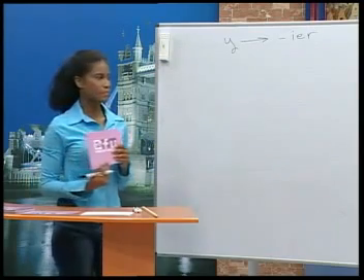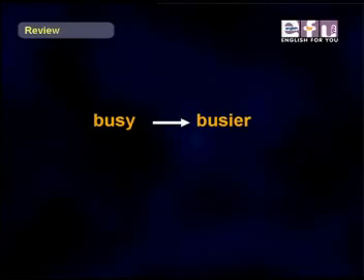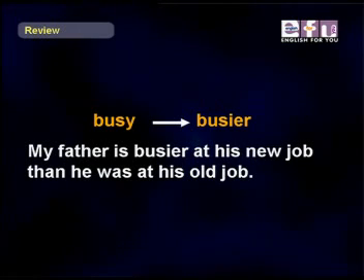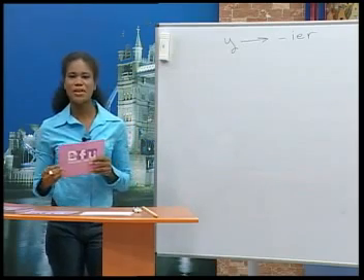Another example. Busy, in its comparative form, becomes busier. So instead of Y, we add I-E-R. My father is busier at his new job than he was at his old job. Another example.